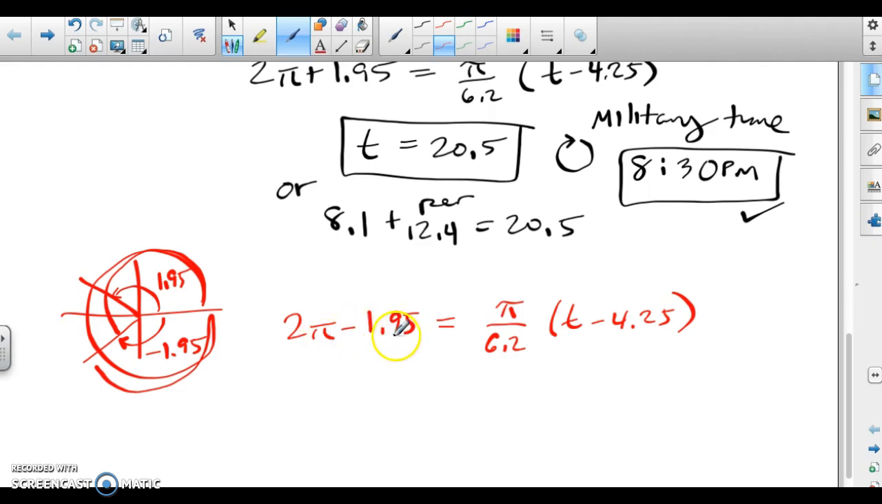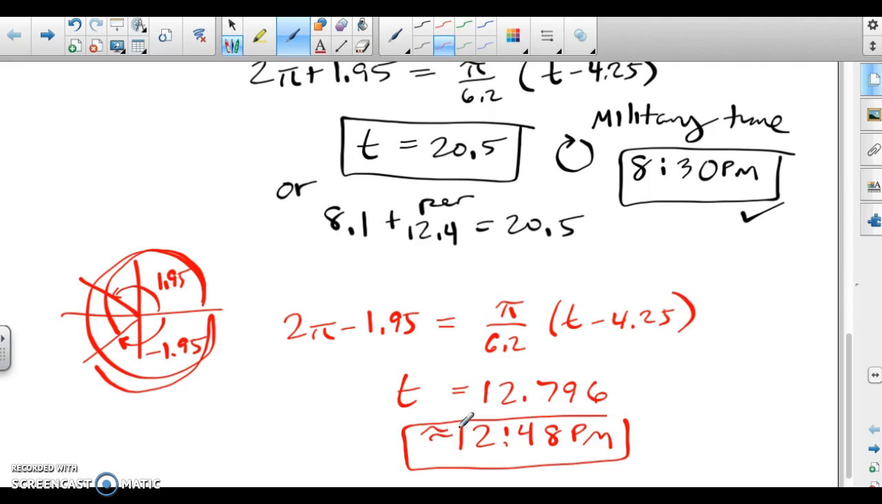And this is again just calculator work. Just enter this into your calculator. Multiply by 6.2, divide by pi, add 4.25, and t ends up becoming 12.796 or 12.8. And if you just convert that into actual time, that's about 12:48 p.m. And you can just do the math on your own there to find it's about 12:48 p.m. Okay, so 12:48 p.m., that is afternoon. So because of that, this is definitely a time that we want to keep.